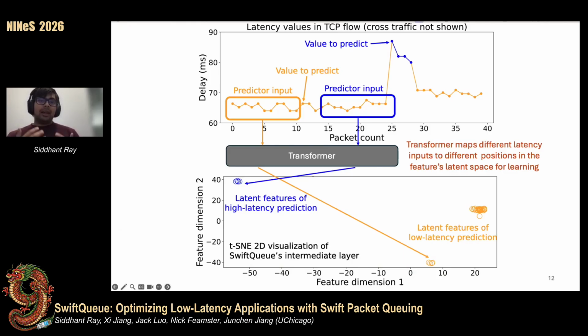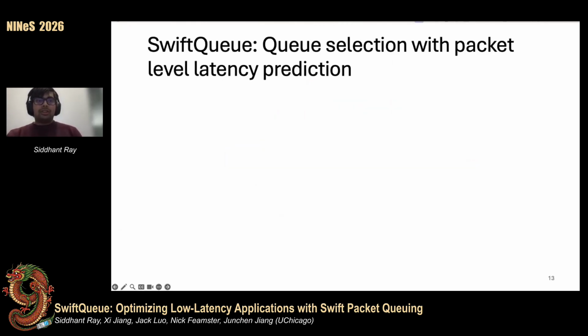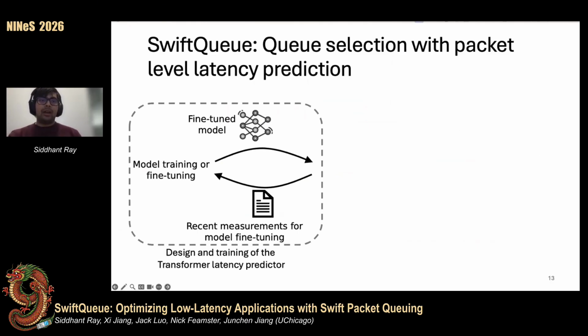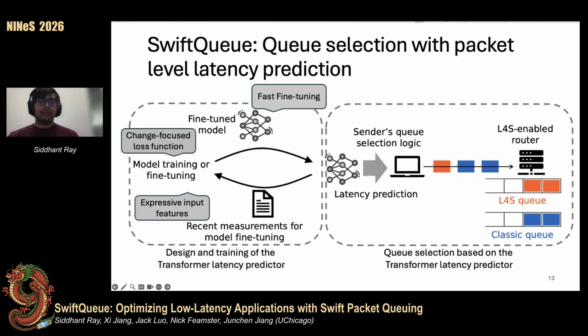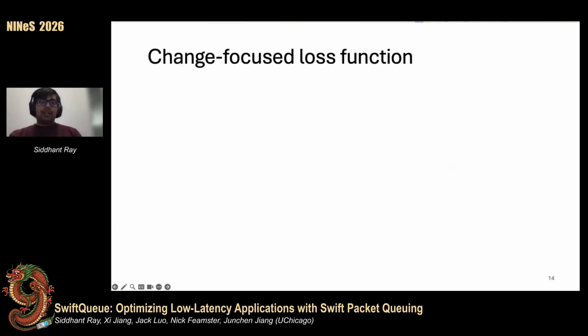And we can also see that the absolute first packet, when the spike happens, can be predicted to have high latency. So knowing this, we introduce SwiftQueue, which is queue selection with packet level latency prediction. We have two components. First, we design and train a transformer for latency prediction, where we have different components to actually make this happen, which I will go through, which are fine tuning, change focus loss function, and expressive input features. Based on this, we have a queue selection mechanism for L4S, where we can assign packets to different queues at the sender, at the packet level, and we have other features to prevent queue oscillation and fast prediction with patching. So let's go over these one by one.